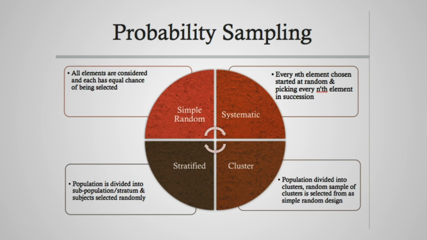And when you talk about systematic sampling, every nth element is chosen: you start at random and pick every nth element in succession. So that is there, and you have a certain system, like if you are going to cater to 2000 or 3000 students of any institution, and you are going to apply systematic sampling.